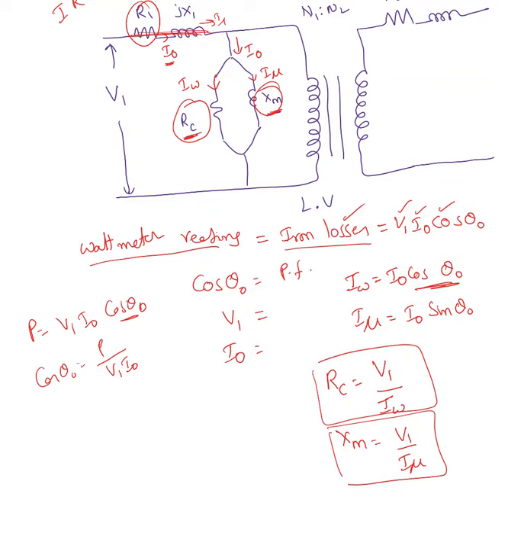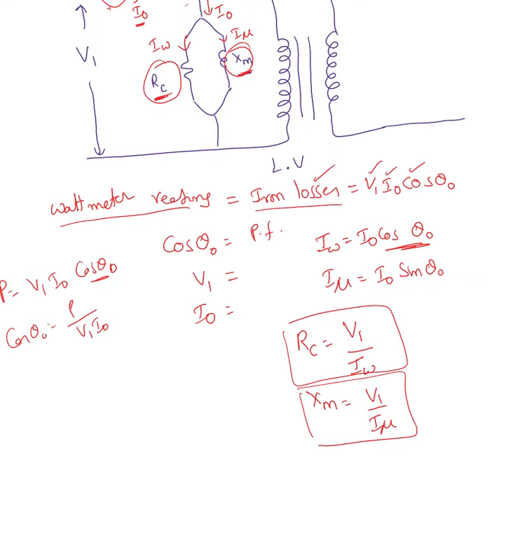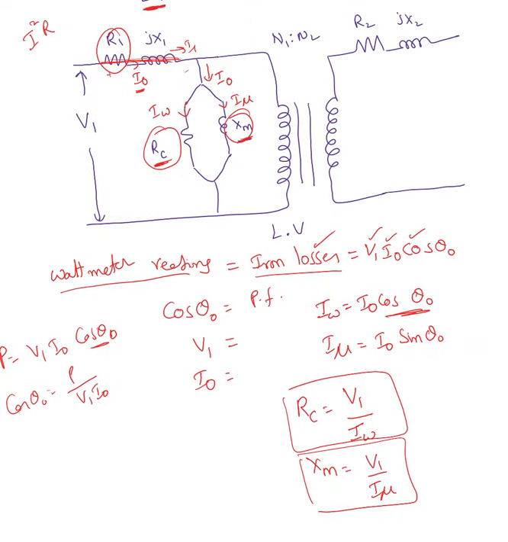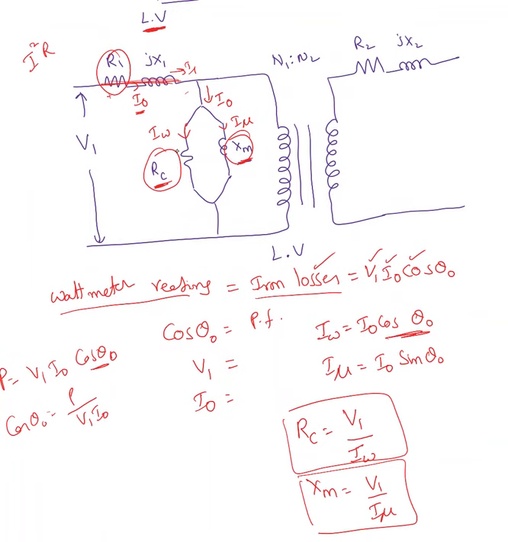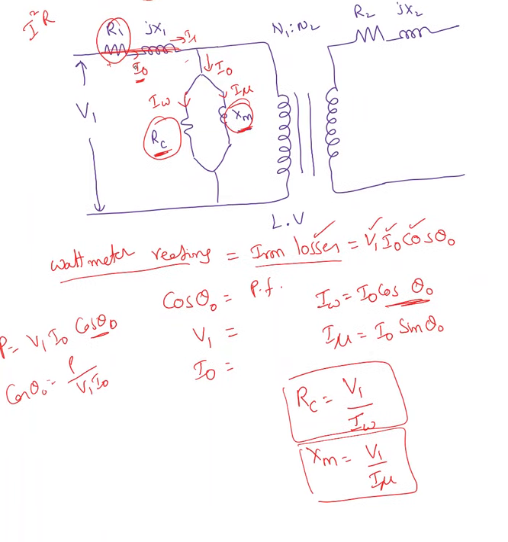Okay, as I mentioned, this I naught is very small, so the voltage drop here is very small, negligible compared to the voltage drop there. So if you are supplying 230 volts, probably 228 or 229 volts is going to appear here, and 1 or 2 volts is going to appear there. So that's the reason I'm ignoring that.